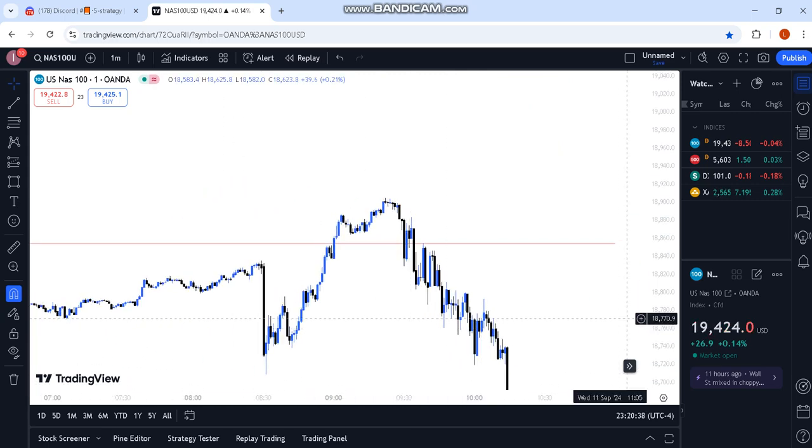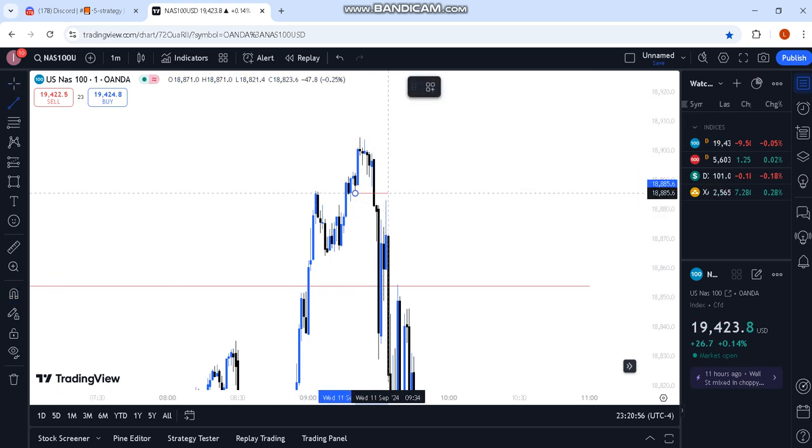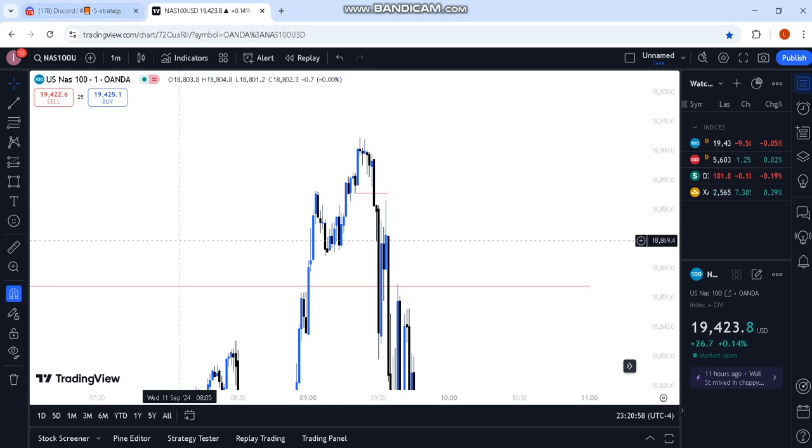We swept the liquidity right here, and there is no clear displacement until this leg down. So you can see this is up, then we're moving down, then we're moving back up. We make lows over here. This is a clear low, right? This is a low before we move up. Displacement happens right here. So that's our displacement. The second step is done.